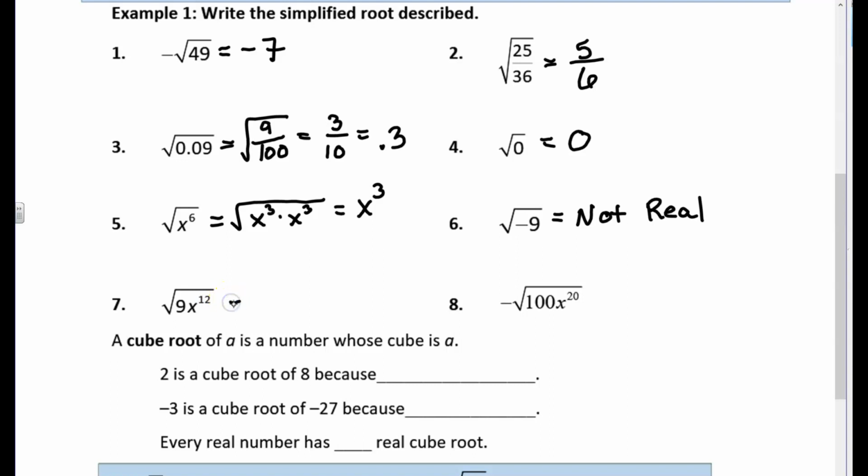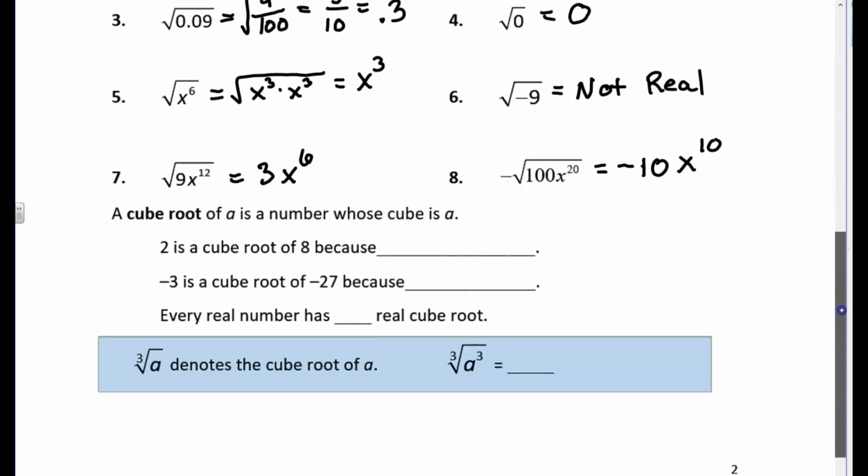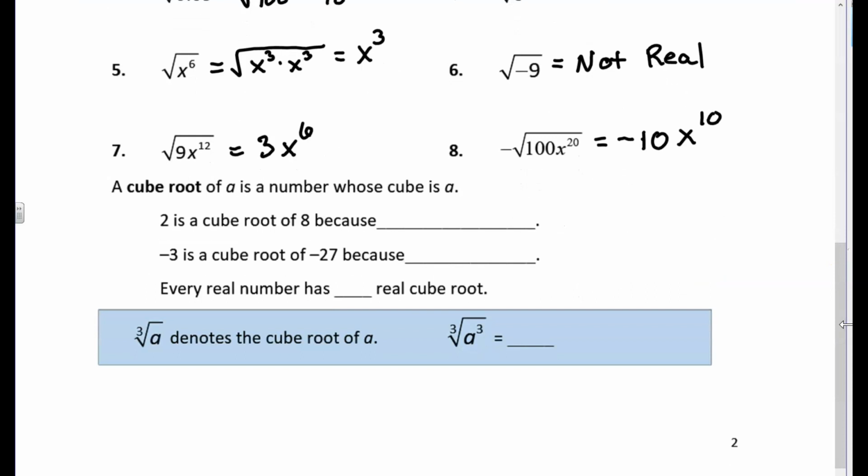And the square root of 9 times x to the 12th is 3x to the 6th power. And negative the square root of 100x to the 20th becomes, the negative stays out front, negative 10x to the 10th. Now let's talk about cube roots.